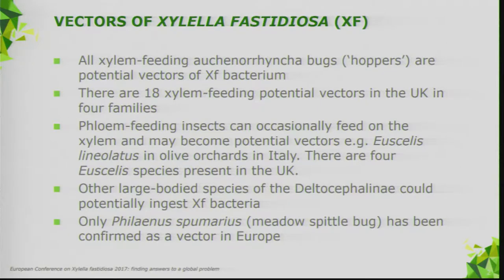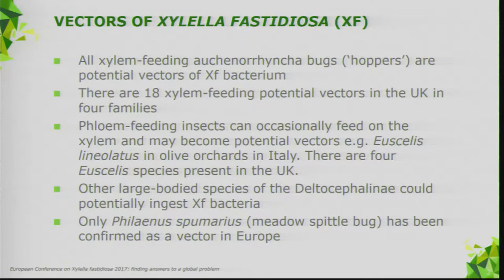It's never quite that simple. So sometimes phloem feeding insects can occasionally feed on the xylem, or at least be in contact with the xylem and possibly pick up the bacterium. So obviously it's been well publicized that Philaenus spumarius, which is a phloem feeding insect in olive orchards in Italy, there was quite a high incidence of these phloem feeders picking up the Xylella fastidiosa bacterium. And we have four such species present in the UK. And as there is a potential for them to pick up the bacterium, they are potential vectors.